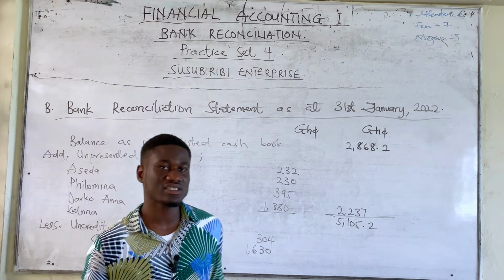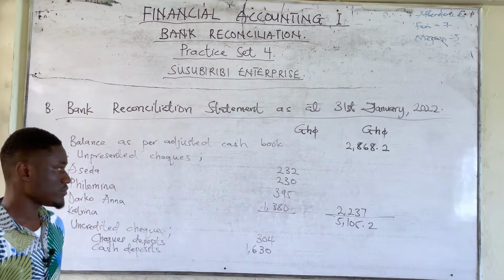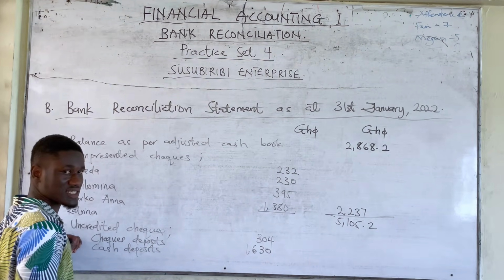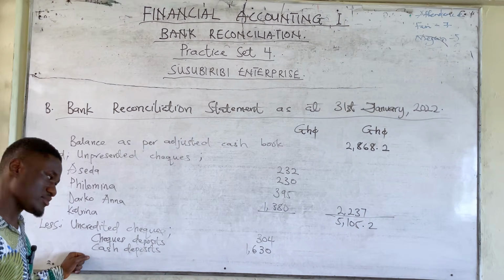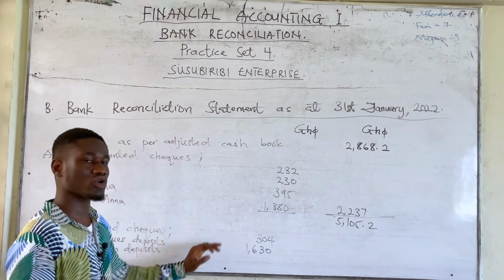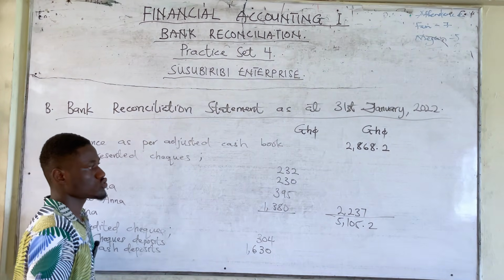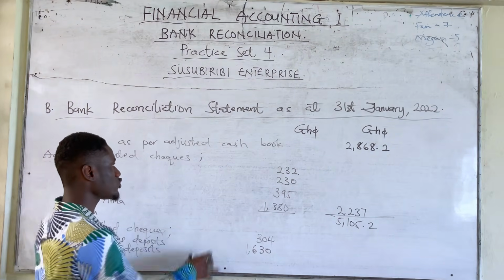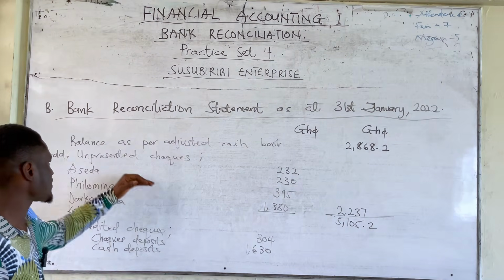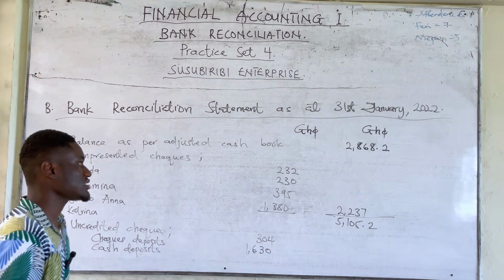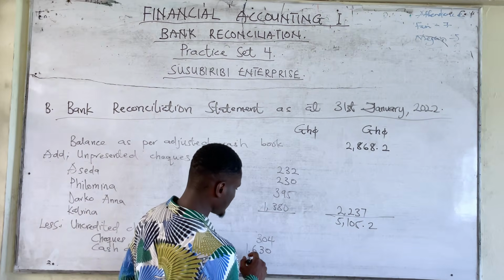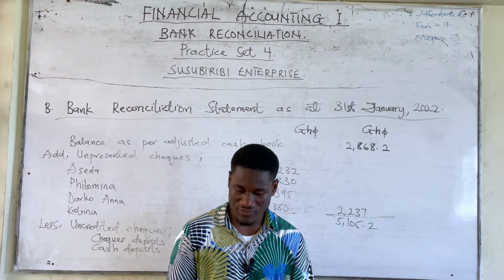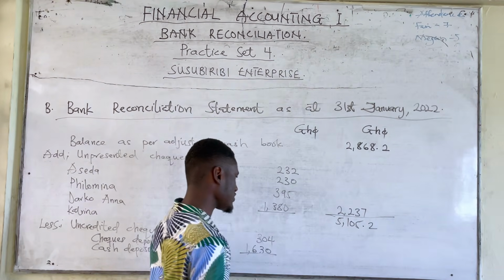Okay, so with the unpresented checks, we checked for items that were credited in our cash book but were not debited by the bank. Then the uncredited checks, we checked for items that were debited in the cash book but were not credited by the bank. You could see that there were no wrong credits, no wrong debits here. Good. So this bank reconciliation involved unpresented checks and uncredited checks. After that, we will add this figure together. What we get will be less from this figure. So we have 1,934.